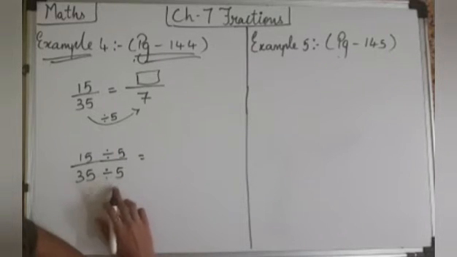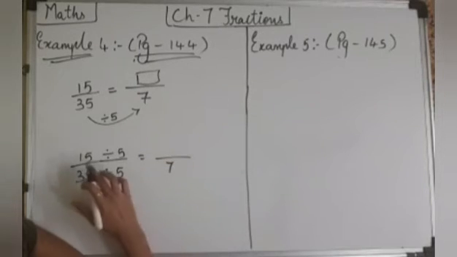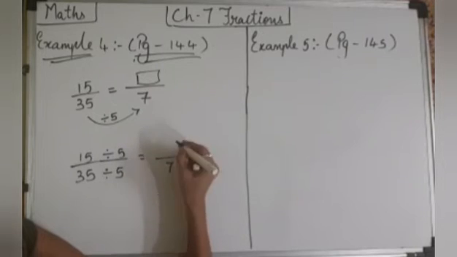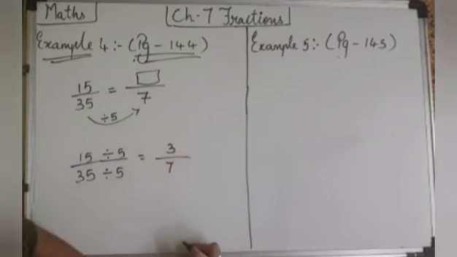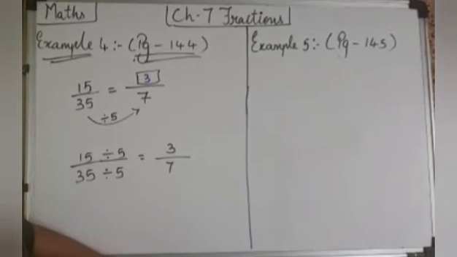So, 35 divided by 5 is 7. And 15 divided by 5 is 3. Yes. So we got the answer: 3. Very good. Now let's move to example number 5.